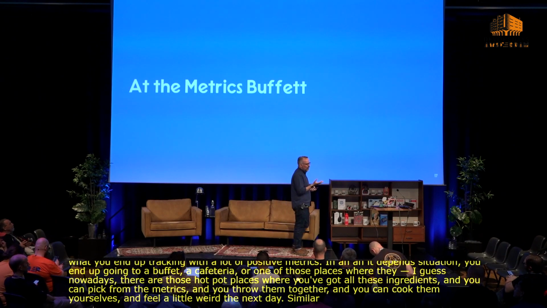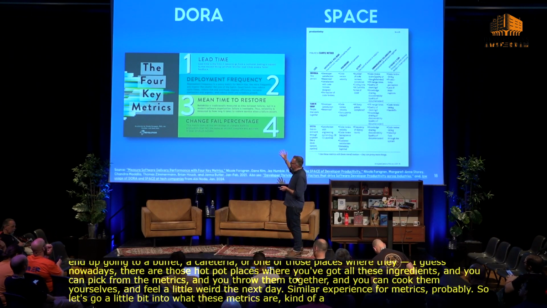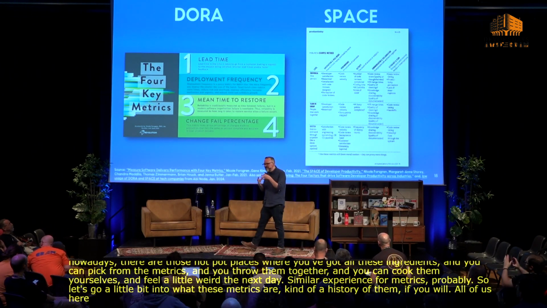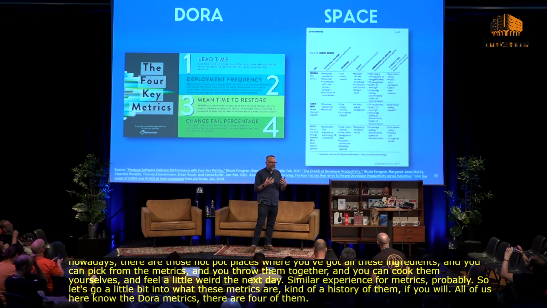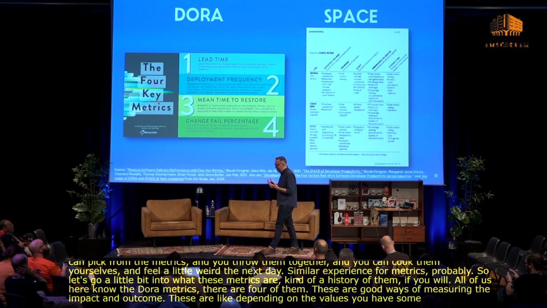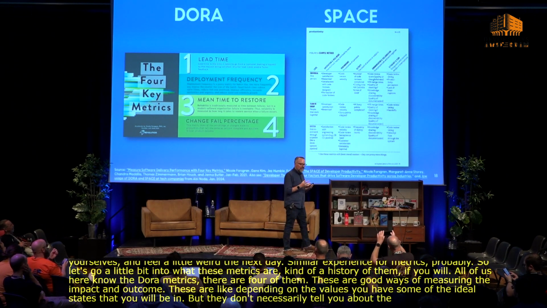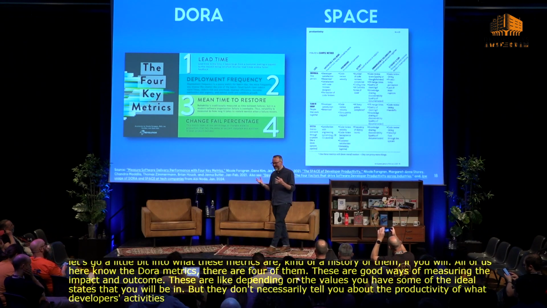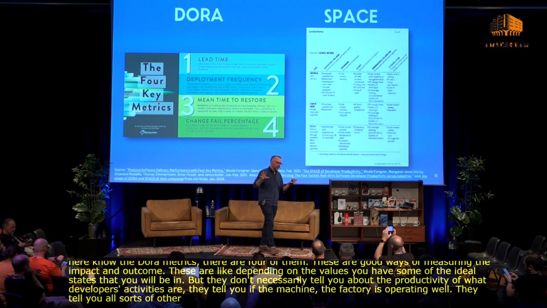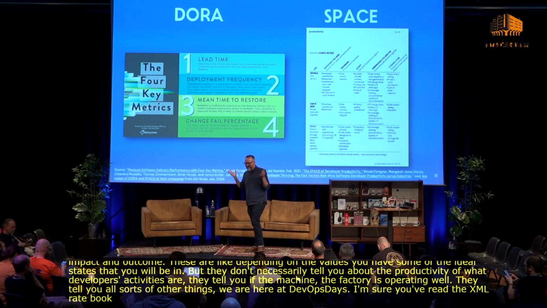So let's go a little bit more into what these metrics are, a history of them, if you will. All of us here probably know the DORA metrics. There's 4 of them, and these are a good way of measuring that sort of impact and outcome. Depending on the values you have, these are some of the ideal states that you'll be in. But they don't necessarily tell you about the productivity of developers' activities. They tell you if the factory is operating well, and all sorts of other things. We're here at DevOps Days. I'm sure y'all have read the Accelerate book 5 times and have lots of bookmarks. But they're great from that perspective.